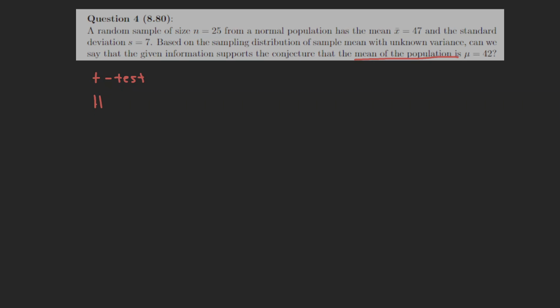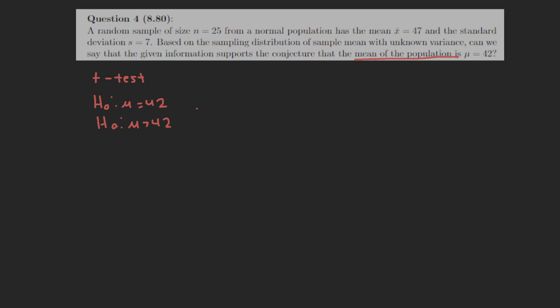Our null hypothesis is simply that the mean is 42. In other words, kind of what we're trying to confirm. But the alternative hypothesis is that the mean of the population is actually greater than 42. And the reason for greater than is just because our sample that we got has a sample mean greater than our assumed population mean. So how do we calculate this test statistic?